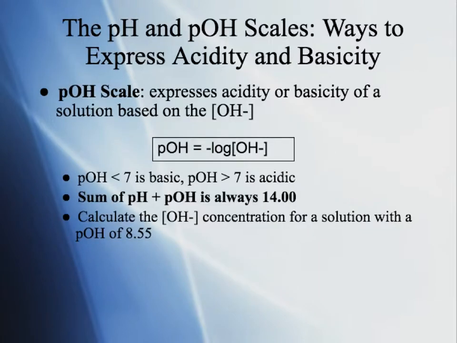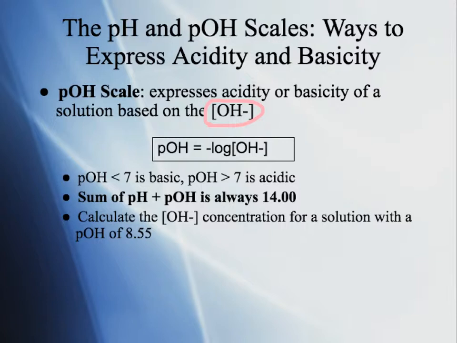All right, so let's briefly talk about the pOH scale. Basically, it expresses acidity or basicity, but this time we are going to be basing it on the hydroxide ion concentration instead of the hydronium ion concentration. So this scale is logarithmic, just like the other one, and it works in pretty much the same general way, except now we're talking about OH instead of H. So it's pOH versus pH scale. But our calculations are still going to be the same. pOH is going to equal the negative log of the hydroxide ion concentration.